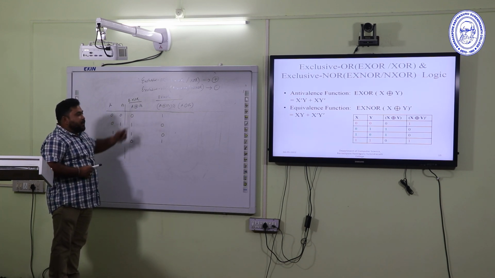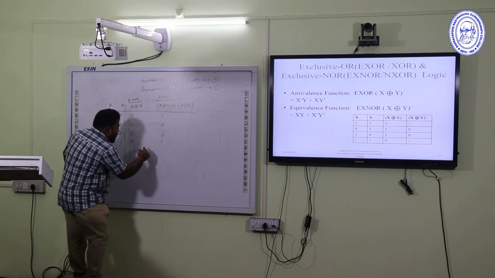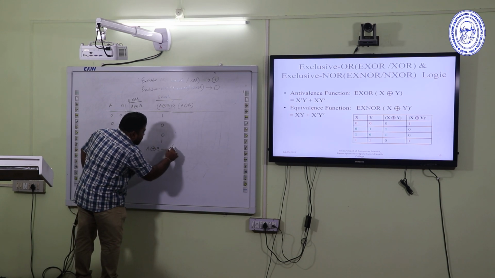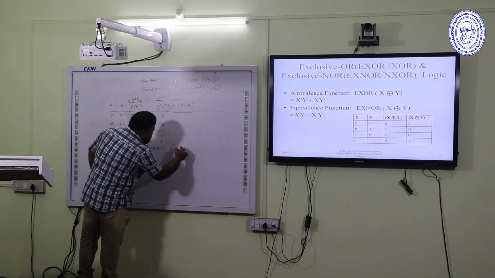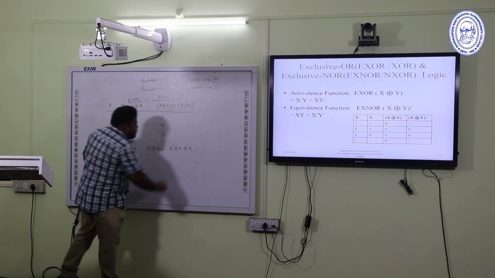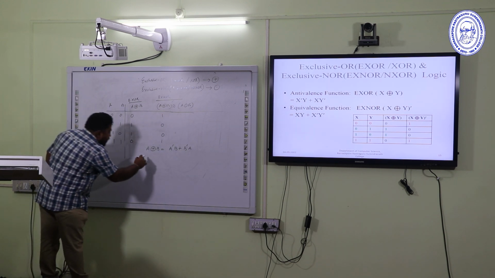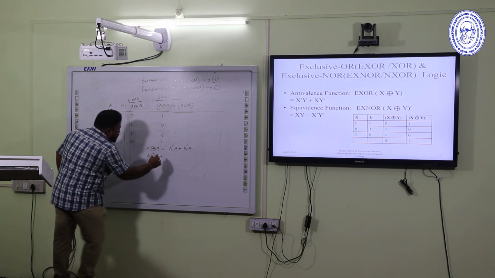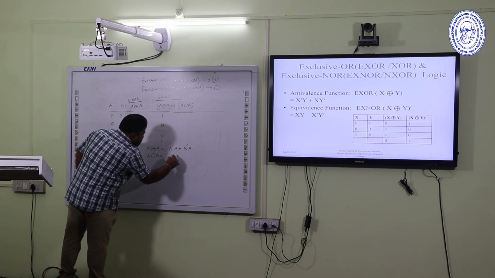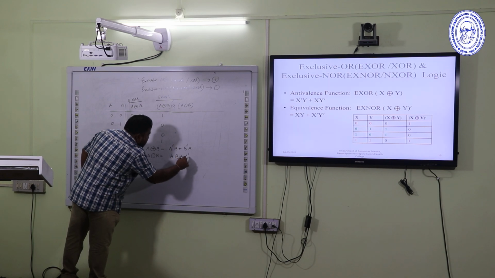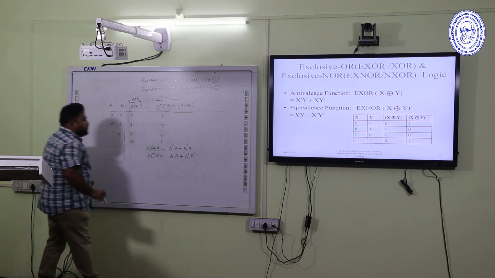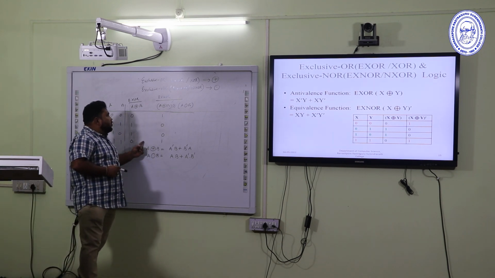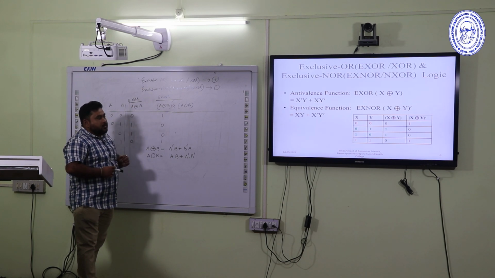by this particular logic, and we get that A XOR B means A complement B plus B complement A, and A XNOR B means A and B plus A complement and B complement. So these are the two functions, that is exclusive OR and exclusive NOR.